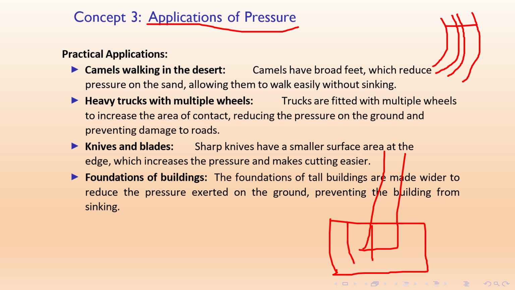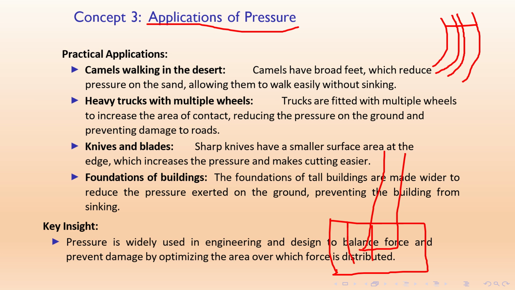So that only says, see, the foundation of tall buildings are made wider to reduce the pressure exerted on the ground, preventing the buildings from sinking. If one pillar or two pillars sink, automatically we know that the building may collapse. So that is the reason why. Next, pressure is widely used in engineering and designing for balancing forces and preventing damage by optimizing the area over which force is distributed.